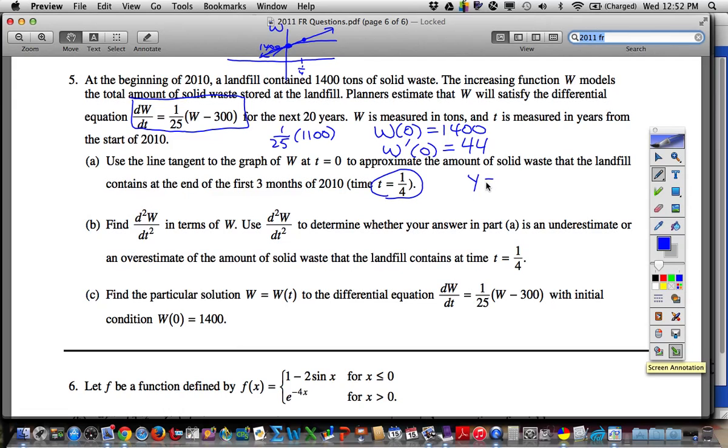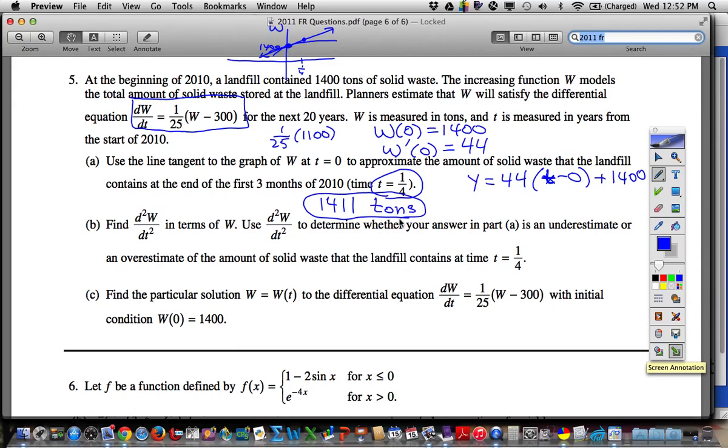So the equation of this line, y equals 44, pick a point, t minus 0 plus 1400, okay? Oh, that shouldn't be an x, it should be a t, right? That should be a t. And then what do we do with that? That's the equation of this line. Let's plug a 1/4 in. That will give us this point that's on that line. So 1/4 times 44 is 11. 11 plus 1400 is 1411 tons. Notice they give you some nice, easy numbers to work with. So 1411 tons is our approximation of what's going on there.